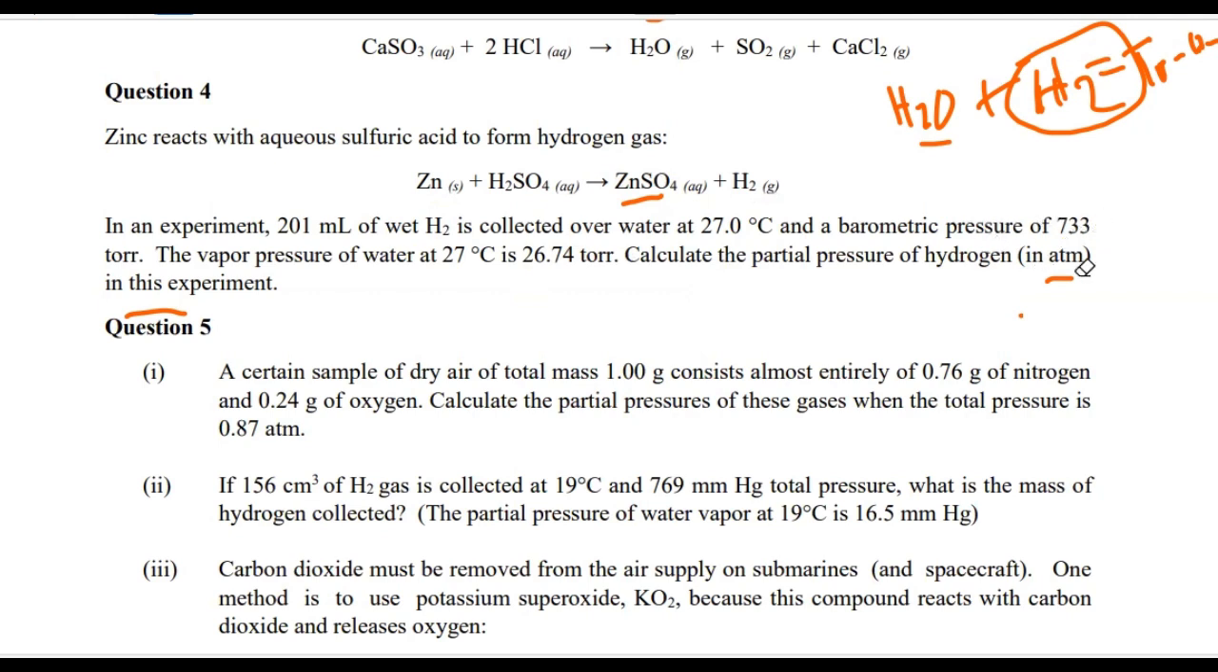So here we have water and hydrogen. It was collected over water, meaning we have vapor there. The vapor pressure here, you can see we have been given as this value. And then the barometric pressure is the total pressure. So total pressure has been given, and the vapor pressure of water has been given. We just have to calculate now the partial pressure of hydrogen.